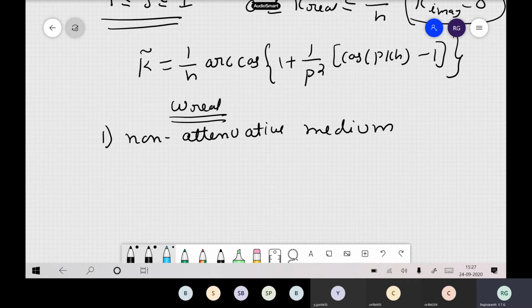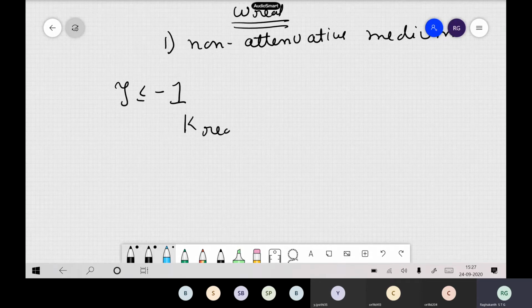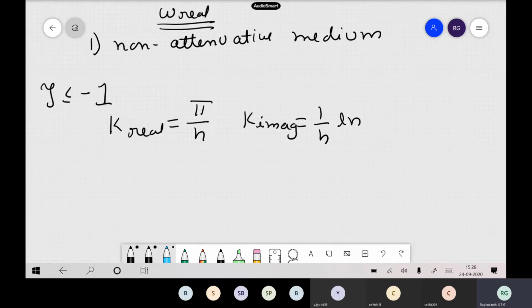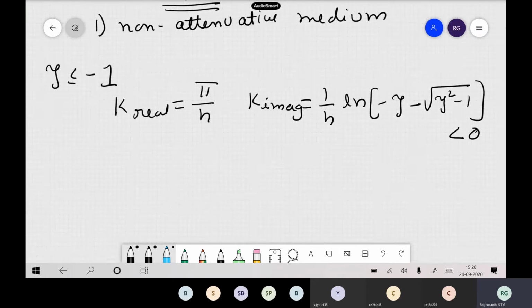Now similarly we can have another case, when psi is less than or equal to -1. When psi is -1, you will have a real portion, which is pi by h. Now the imaginary portion we have is 1 by h times log of minus psi minus the square root of psi square minus 1, and this is less than 0. It's the imaginary portion.